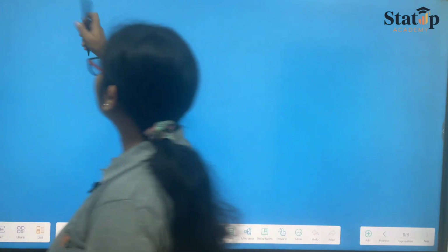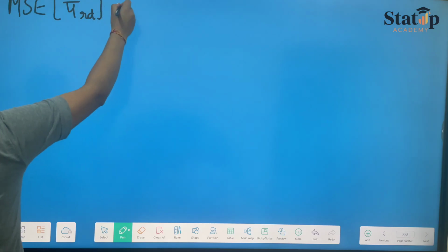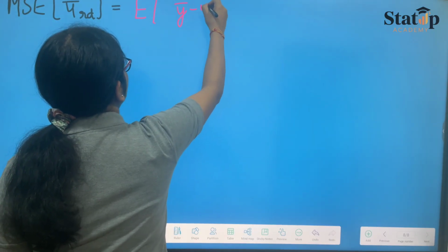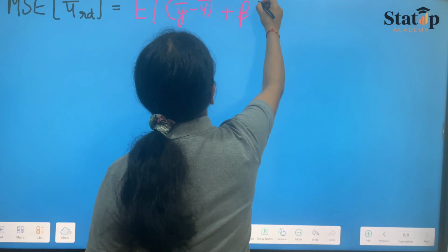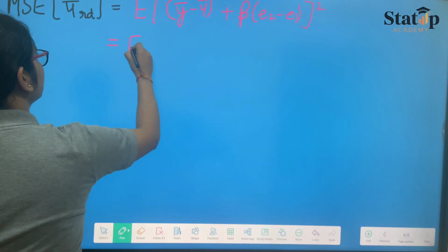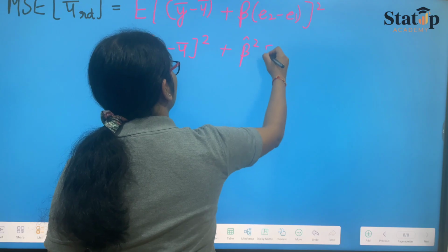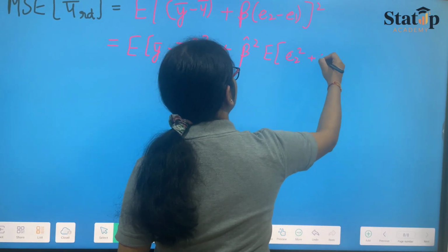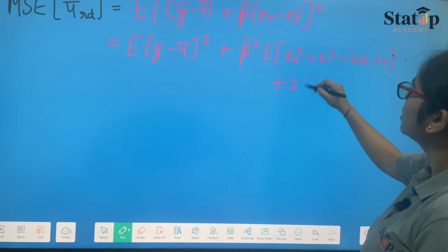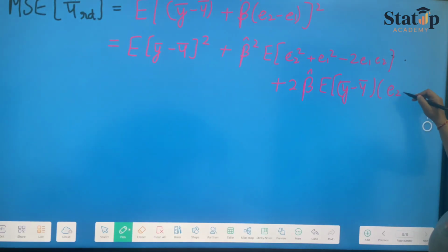So replacing this here, we get the MSE of the mean of the regression estimator in double sampling as the expectation of y bar minus capital Y bar plus beta cap into e2 minus e1, whole square. Now taking the whole square: expectation of y bar minus capital Y bar whole square, plus beta cap square times expectation of e2 square plus e1 square minus 2 e1 e2, plus 2 beta cap times expectation of y bar minus capital Y bar into e2 minus e1.